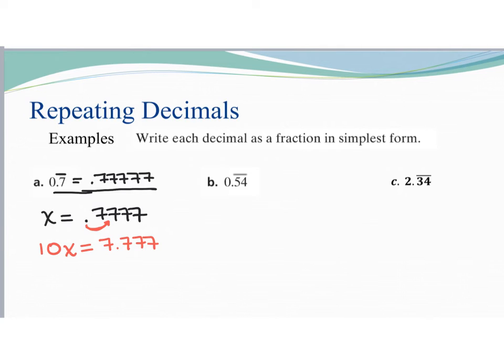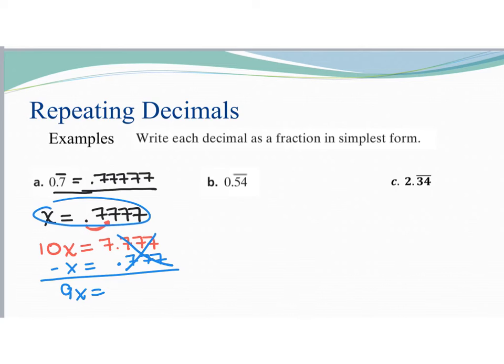Now what I'm going to do is I want to clear out my repeated portion. So if I take 10x equals 7.777 and I subtract this x value up here from that, so I'm going to subtract x, and we know that x is really equal to 0.777. What I'm going to end up with is 10x minus 1x will give me 9x. These decimal places, or the repeated decimal, is going to cancel, and I'm going to be left with 7.